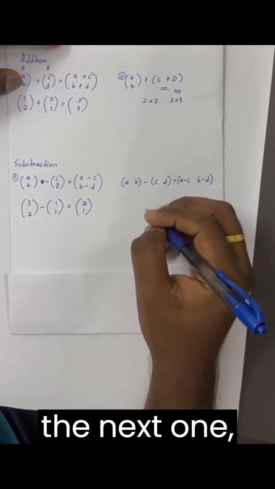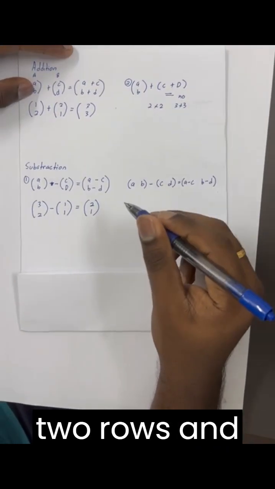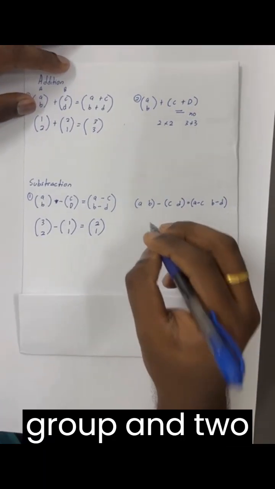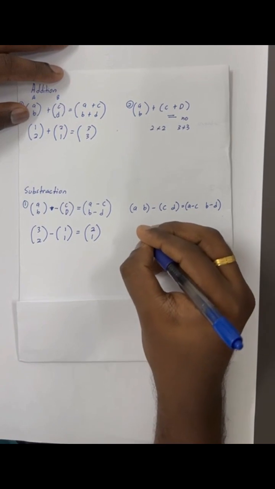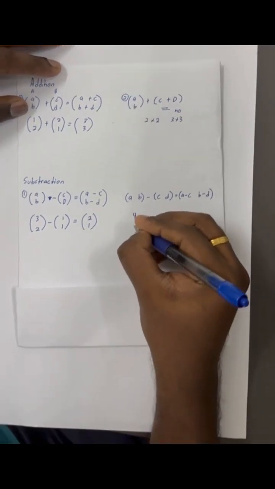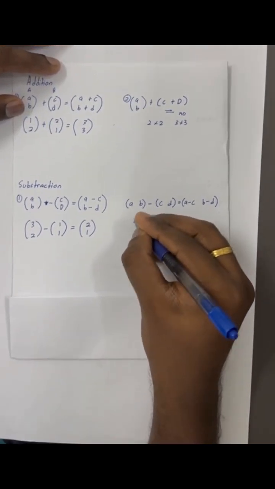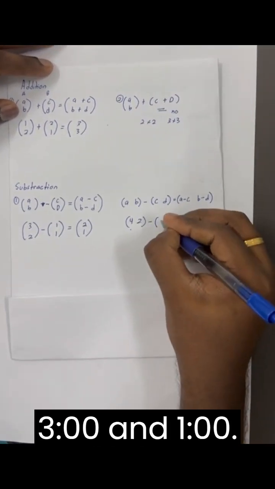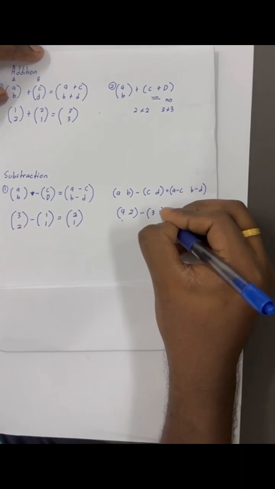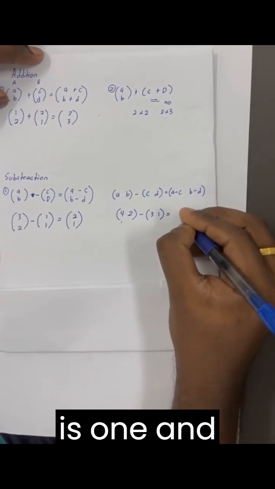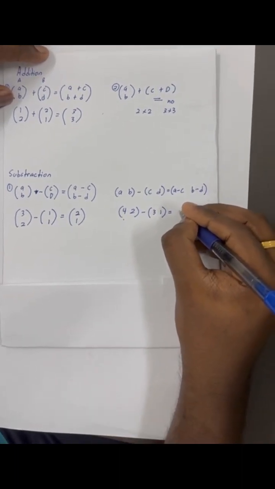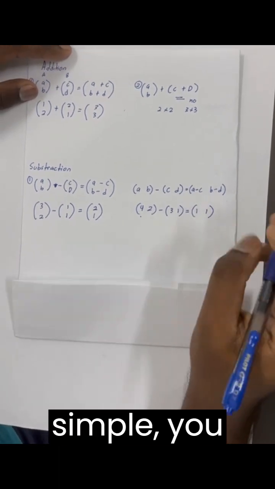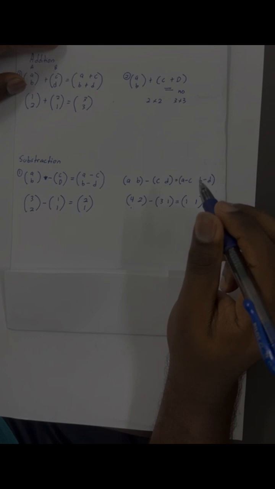And the next one, the first one we did had 2 rows and 1 column, and this one has 1 row and 2 columns. So let's do it. Let's put 4 and 2 for the first one, minus 3 and 1. So the answer is 1 and 1. This is it. It's very simple. You just have to subtract it.